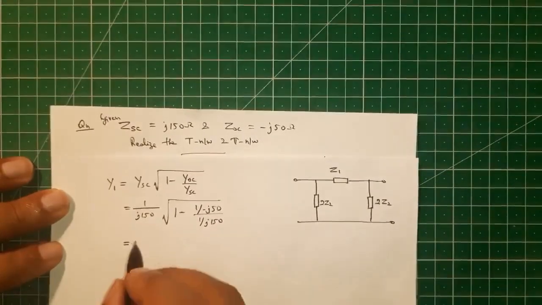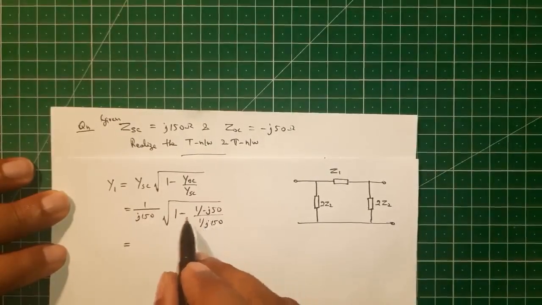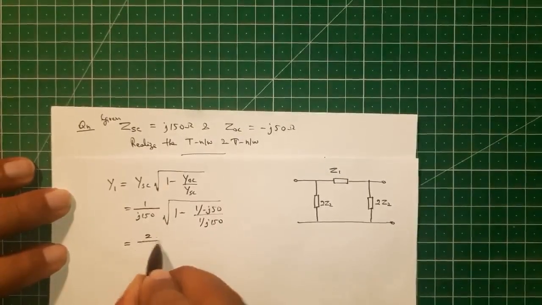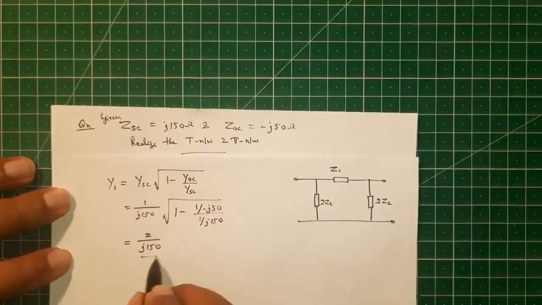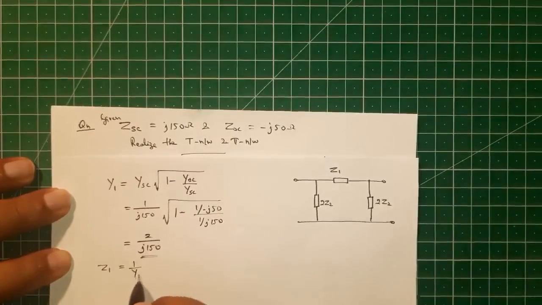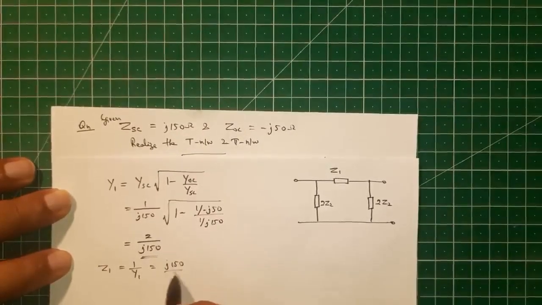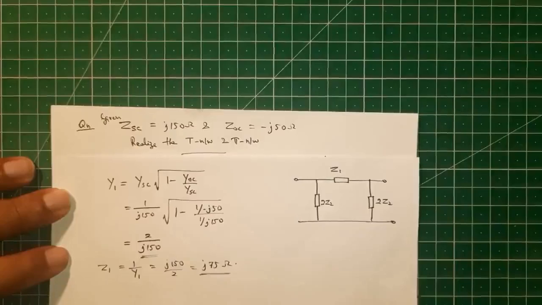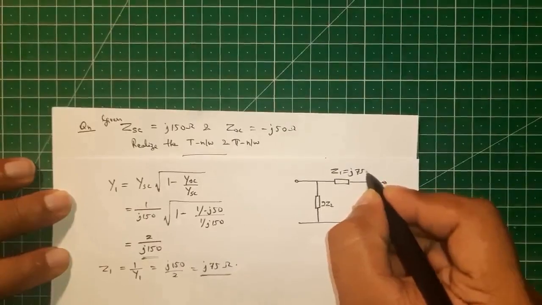So we have square root of 4, which is 2. So this will be 2 by j150. So what is Z1? Z1 is 1 by y1, which is the inverse of this. So j150 divided by 2 is equal to j75. So this is j75 ohm.